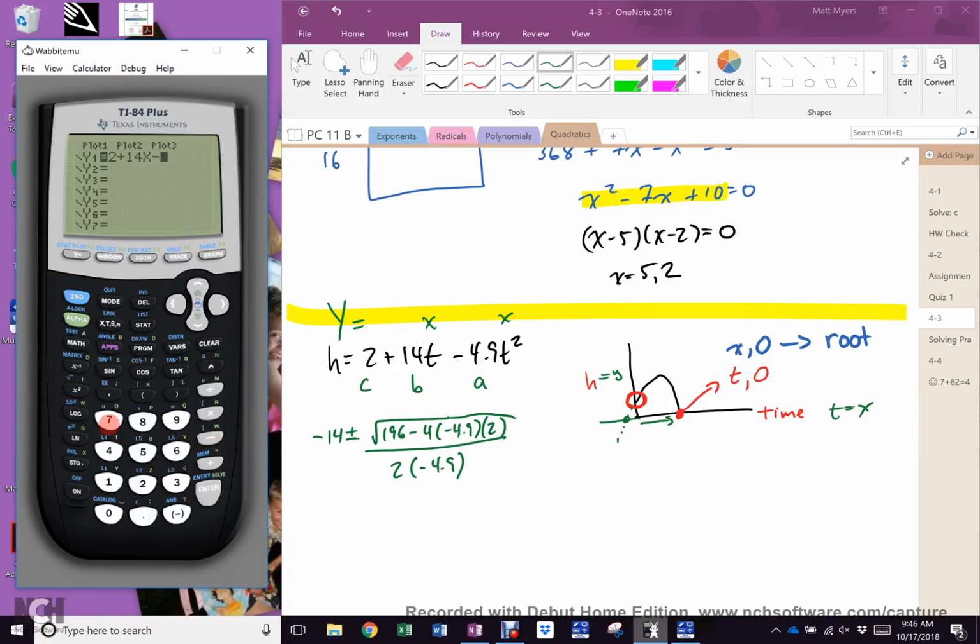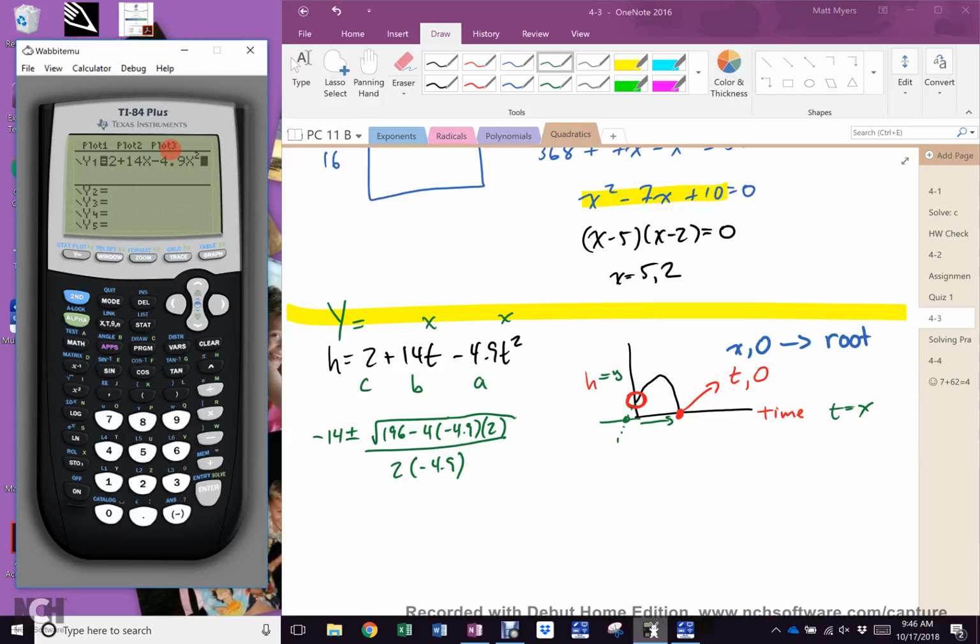Minus 4.9. Now, I have another variable there, yes? So what do I have to hit over here? The variable button, and then I'm going to hit x squared. Everybody should be looking at that. Yes? Has everybody entered that?